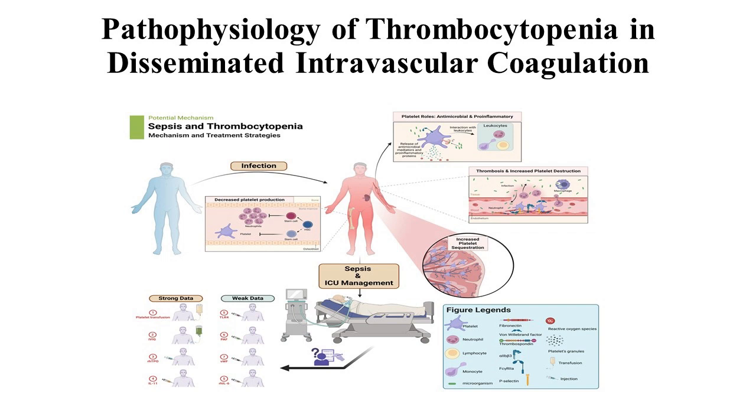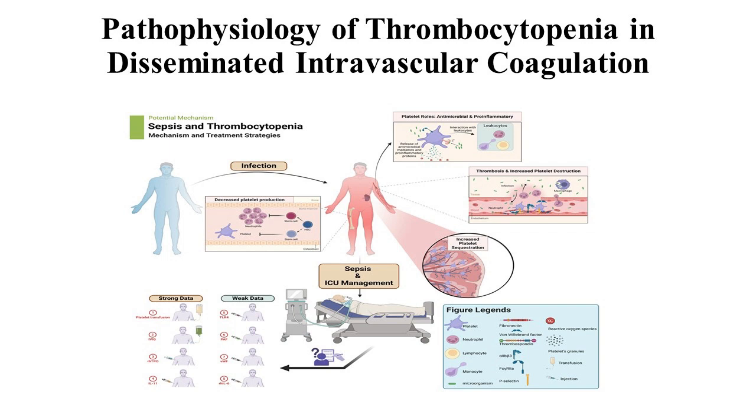Fourth, increased platelet sequestration occurs, particularly in organs such as the spleen and lungs. In sepsis, altered microcirculation and endothelial activation promote platelet trapping within inflamed tissues and microthrombi, effectively removing them from circulation.